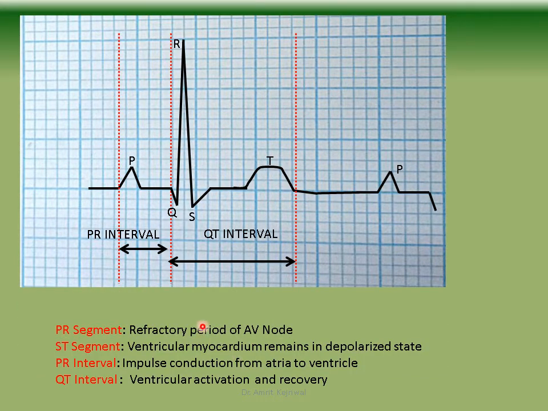This is also a common slide. PR segment: from the end of the P wave to the beginning of the QRS complex. ST segment: from the end of the S wave to the beginning of the T wave. PR interval: from the beginning of the P wave to the beginning of the QRS complex, and QT interval: from the beginning of the Q wave to the end of the T wave. These have been described in detail in the previous videos.